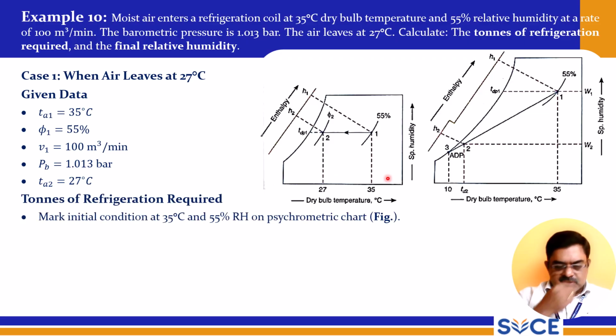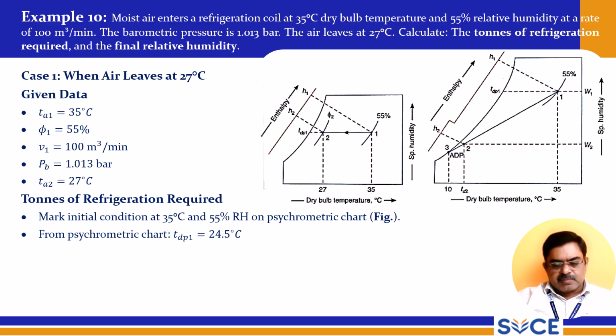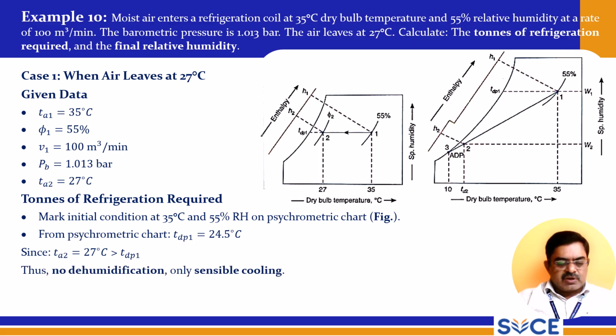So, tons of refrigeration required. Mark the initial condition, 35 degrees Celsius and 55% RH, in both diagrams. Next, from the psychrometric chart, TDP1 equal to 24.3 degrees Celsius, and TA2 equal to 27 degrees Celsius, which is greater than TDP1. So no dehumidification, only sensible cooling.